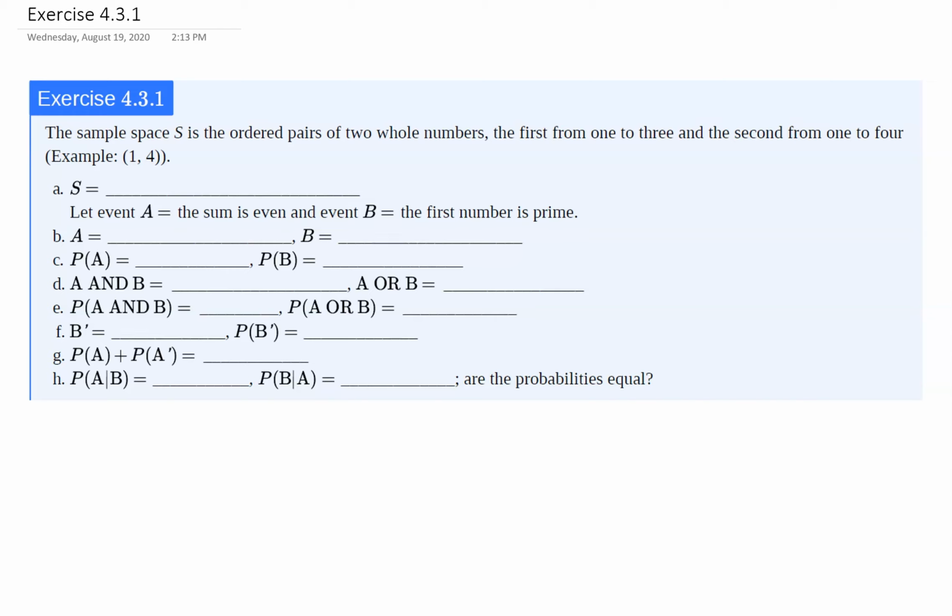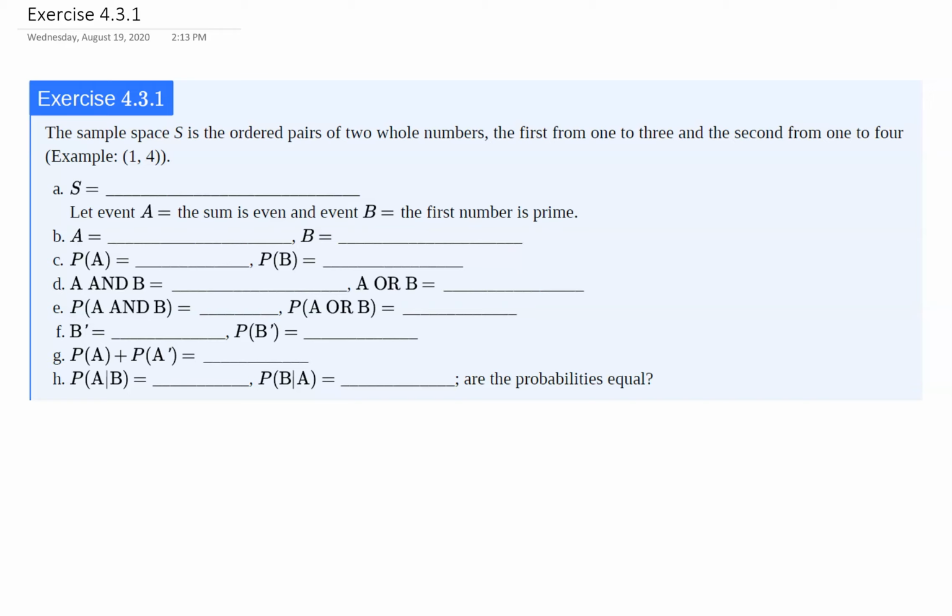Let's take a look at the next example in your textbook. Here, the sample space S is the ordered pairs of two whole numbers, the first from 1 to 3 and the second from 1 to 4. So they give you an example, (1, 4).